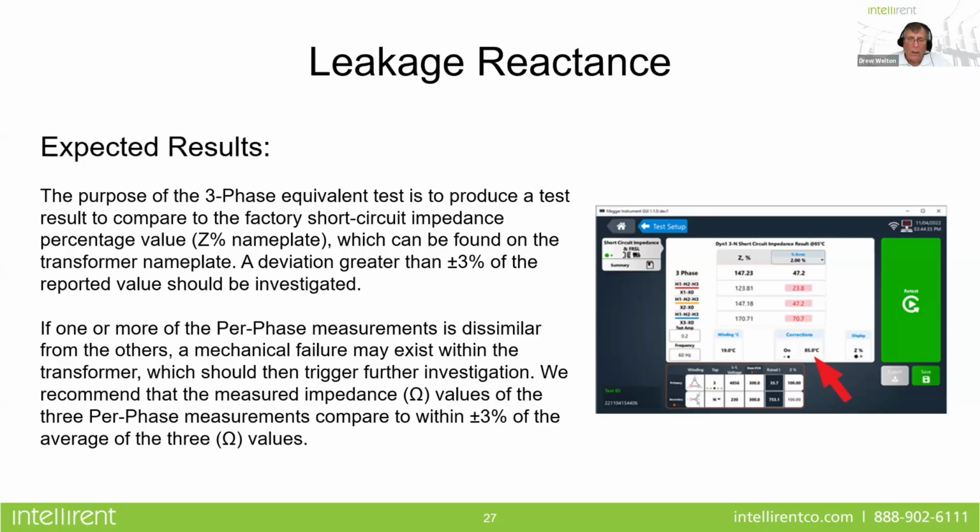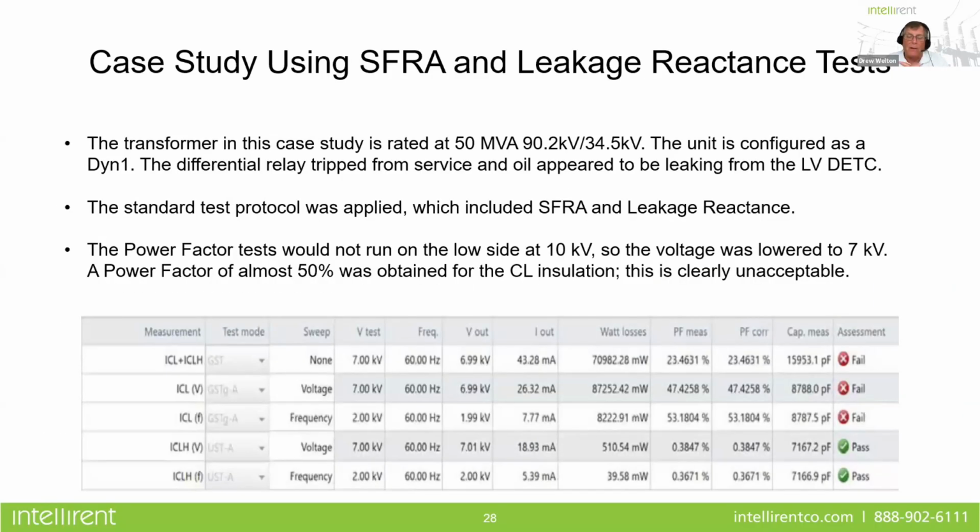Now, let's take a look at a significant case study here. This was a 50 MVA transformer, configured DY1, and the differential relay tripped. There was some oil that appeared to be leaking from the low voltage de-energized tap changer. So they applied the standard test protocol. Well, the first thing you do, if your differential trips, is you pull an oil sample and you send it off to the lab for evaluation.